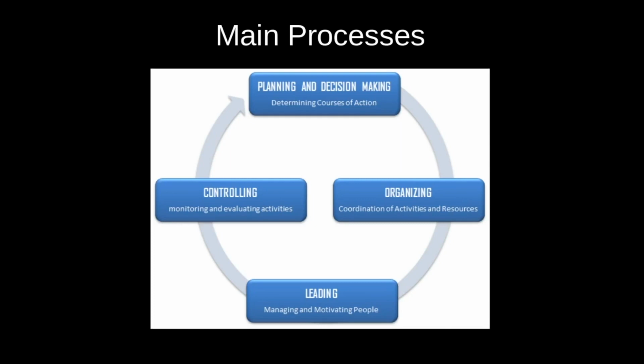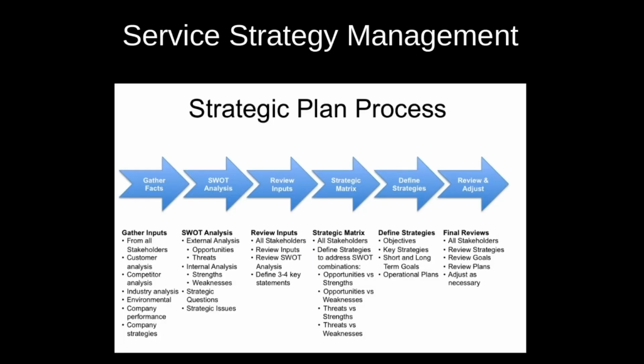Each of our processes is going to follow this sort of pattern, starting with planning and decision making, which is where we're going to determine the course of actions for the process. Then we're going to organize who the process owners are and coordinate the activities that they'll oversee. One of those people will, of course, be in charge of leading and managing the process. And finally, there will be controlling, which is monitoring and reporting on the process to make sure that it's still efficient and meets needs.